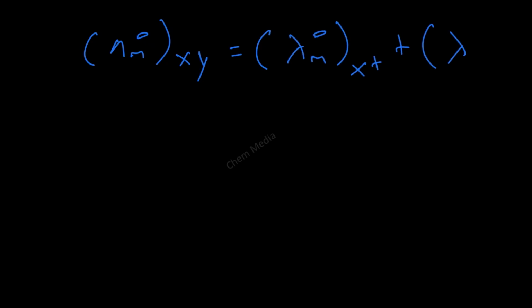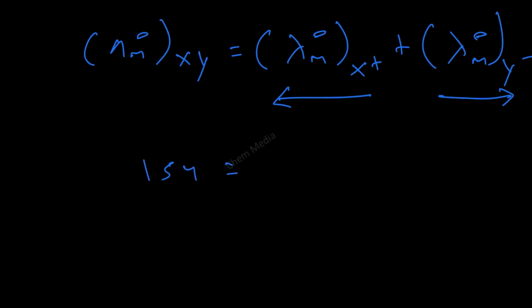And we know that at infinite dilution, the limiting molar conductivity of an electrolyte is equal to the sum of the limiting molar conductivities of its constituent ions. That is lambda m naught of XY is equal to lambda m naught of X plus lambda m naught of Y minus. That is, the molar conductivity is due to the independent migration of cation in one direction and anions in the opposite direction.